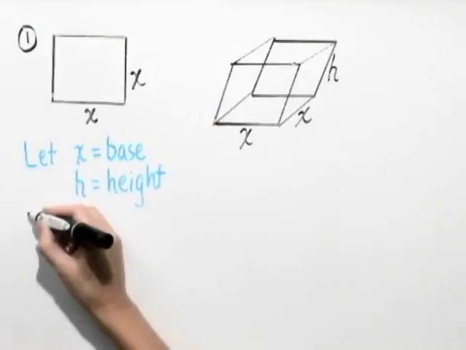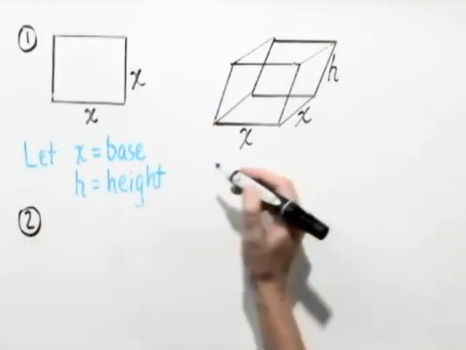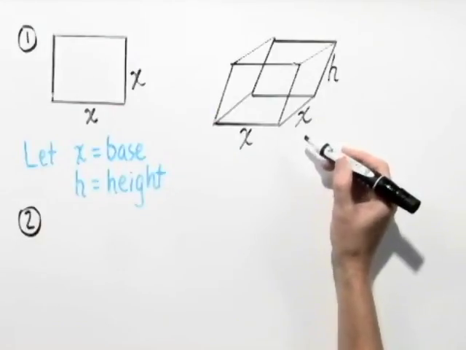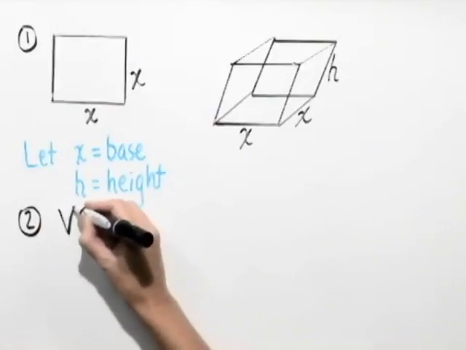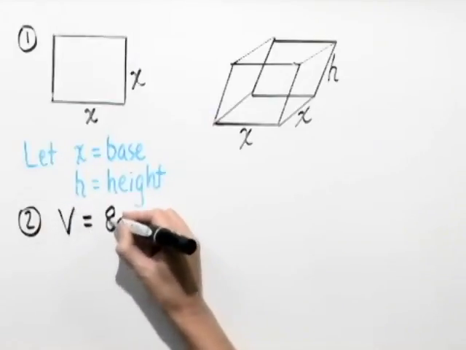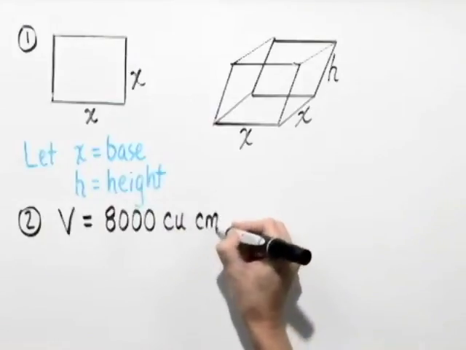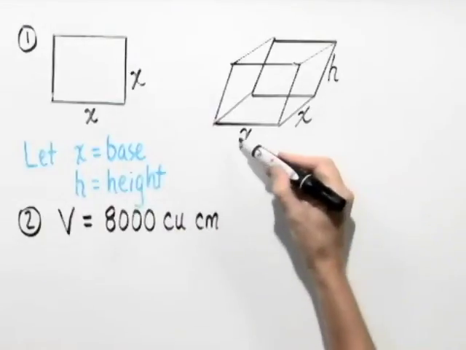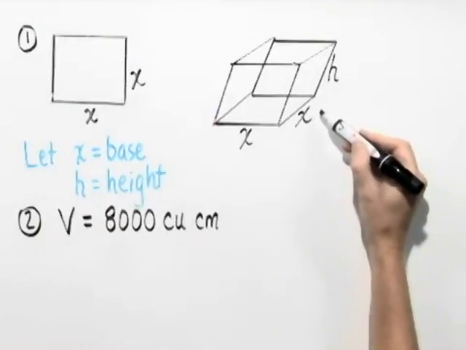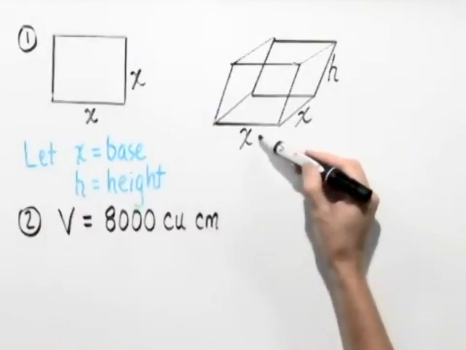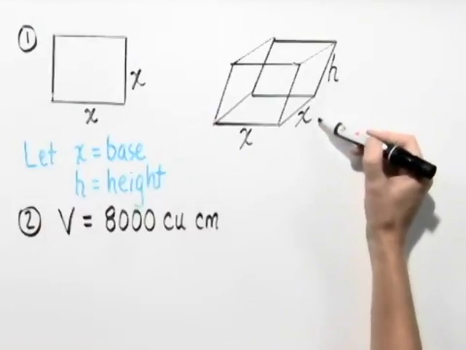Now, in step 2, we're given some information about this rectangular box. We're given that the volume is 8,000 cubic centimeters. So I'll use V for volume is equal to 8,000 cubic centimeters. Well, by looking at the picture of this rectangular box, we know that the volume of a box is, in general, the length times the width times the height.